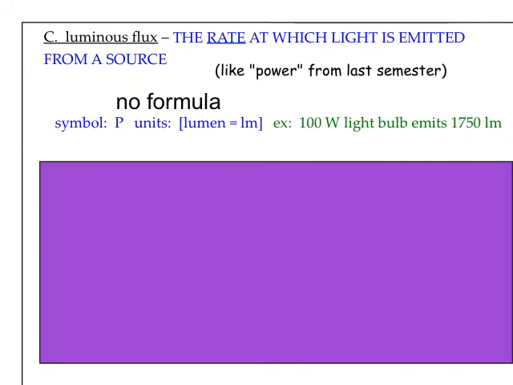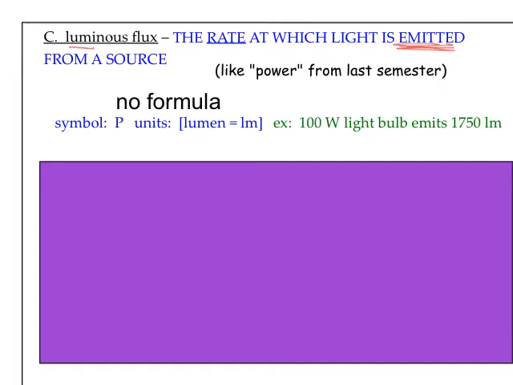So we've got some more new vocabulary. The next term is luminous flux. Notice how it starts with luminous. That's going to be the rate at which light is emitted from a source. So it's luminous, so something's coming out of that object.